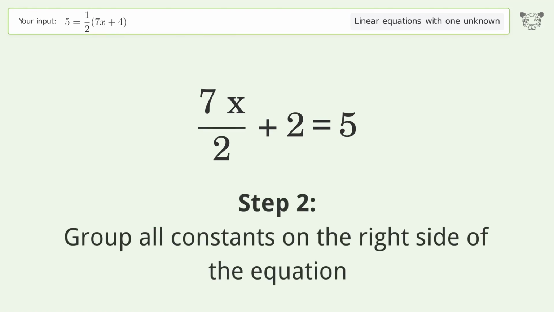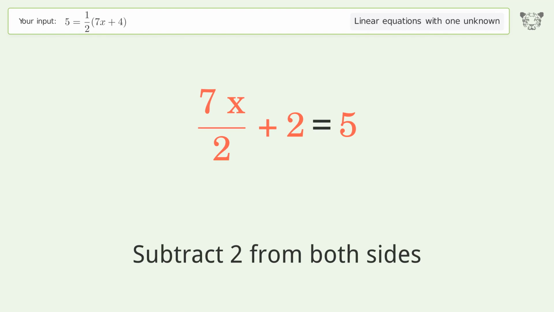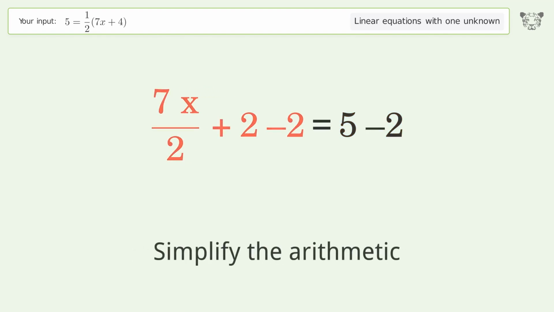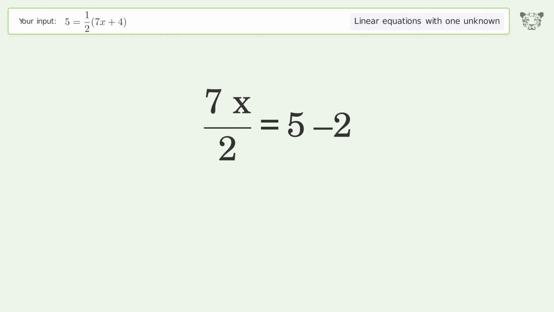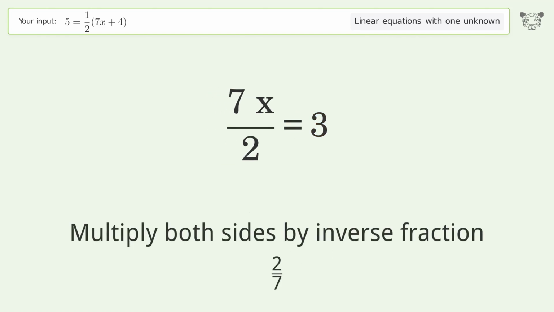Group all constants on the right side of the equation. Subtract 2 from both sides. Simplify the arithmetic. Isolate the x. Multiply both sides by the inverse fraction 2/7.